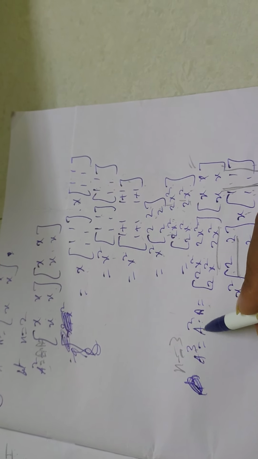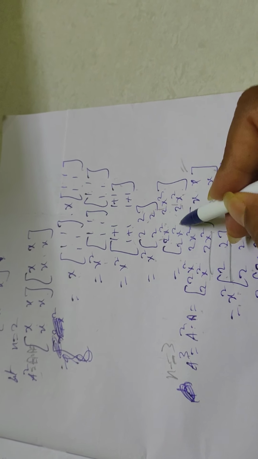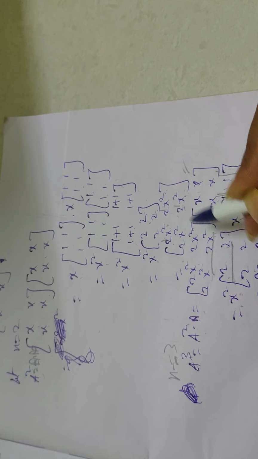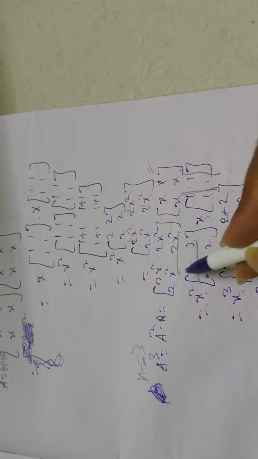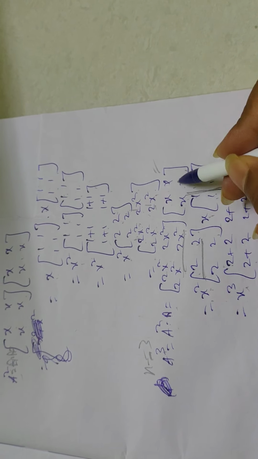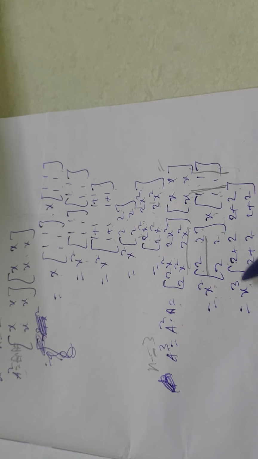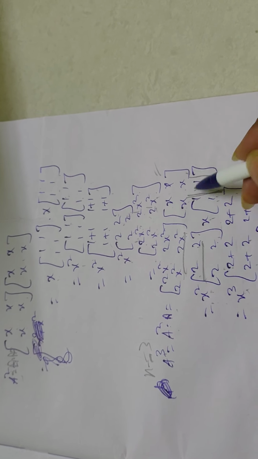A cube, what can you say? A square into A only. So A square is already 2x square, 2x square, 2x square, 2x square. It is x, x, x, x. Now, if you take common x square from here and x from here, so x into x is x cube, remaining 2 2 2 2 and 1 1 1 1.